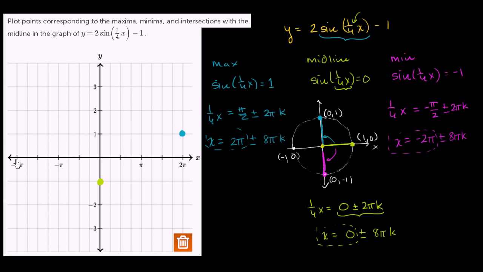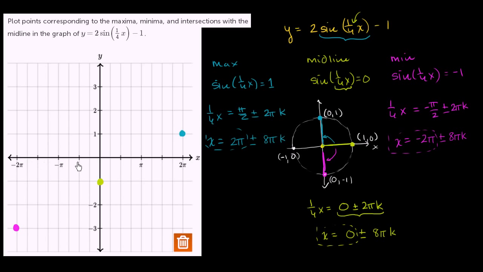When x is equal to negative 2 pi, what does our function equal? Well, we already know that when x is equal to negative 2 pi, 1/4 x is going to be equal to negative pi over 2. Sine of negative pi over 2 is -1. 2 times -1 is -2. Plus -1 gets us to -3. So it's that point right over there. So those are our points.